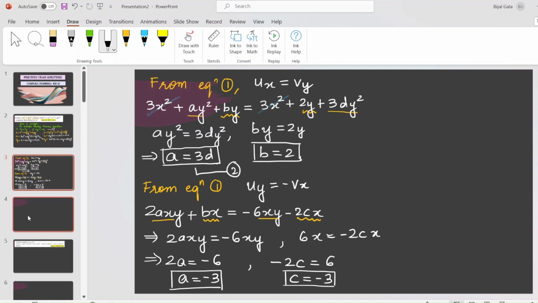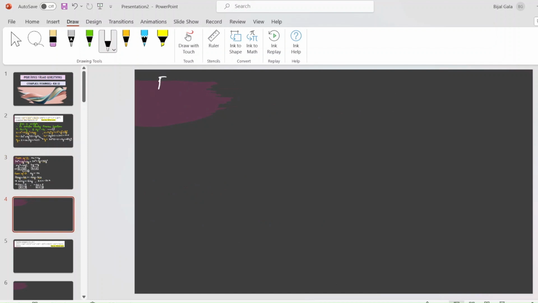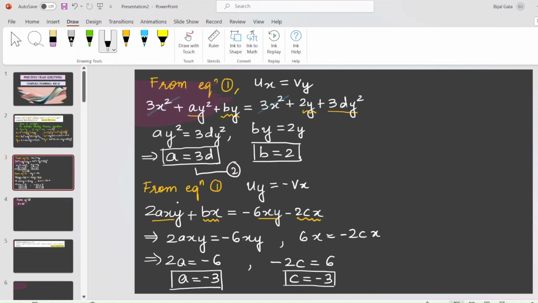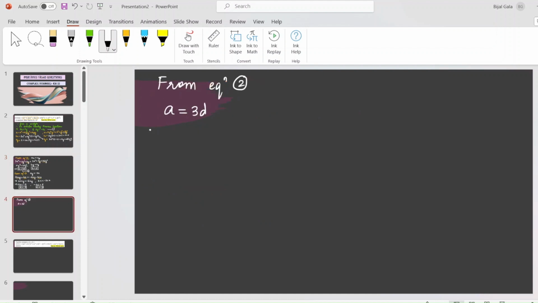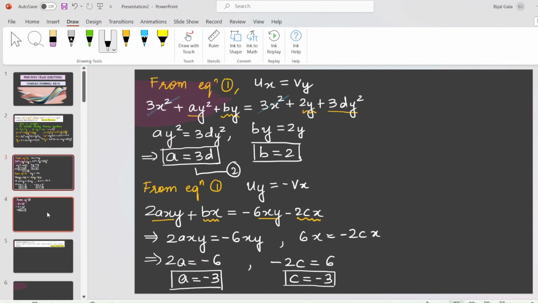And let me continue on the next page. So from equation 2, a was equal to 3d. And we have found the value of a as negative 3. This implies d is negative 1. So we have found a, b, c, d, all four of them. And yes, that's how you solve your equation.